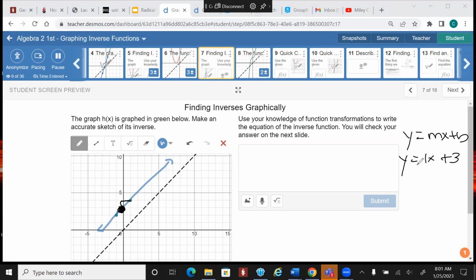Now, if we're trying to find the inverse of something, what are we going to do with the x and the y? Okay, so switch the x and y. So we have this. Now we want to solve for y. So we're going to subtract 3. And so x minus 3 is going to be the inverse.